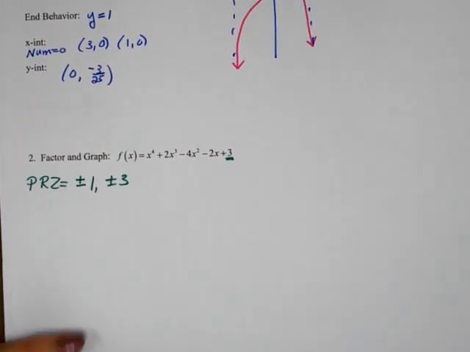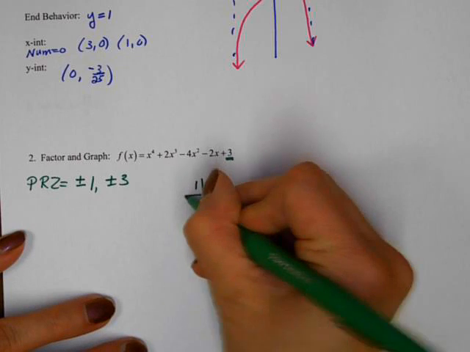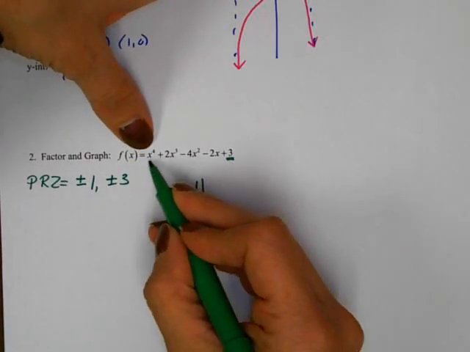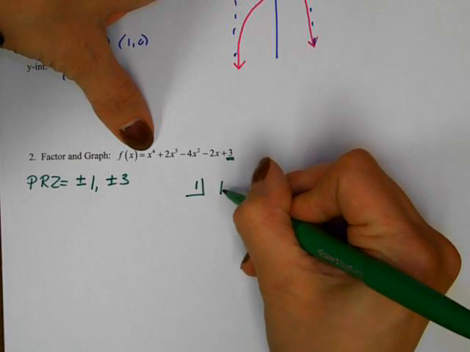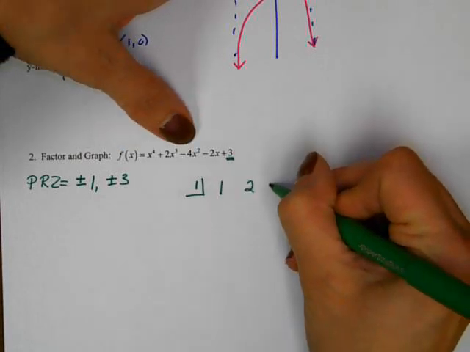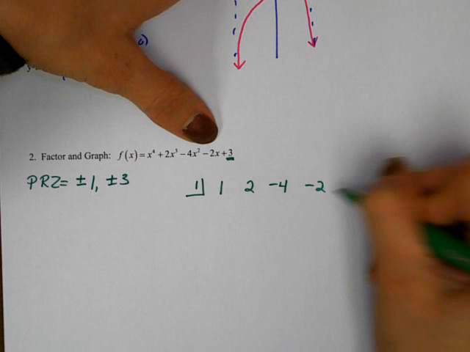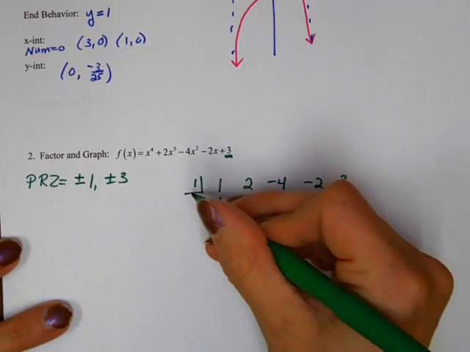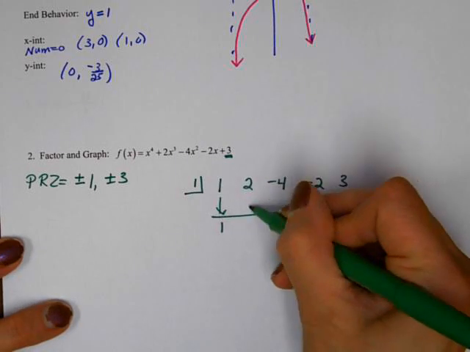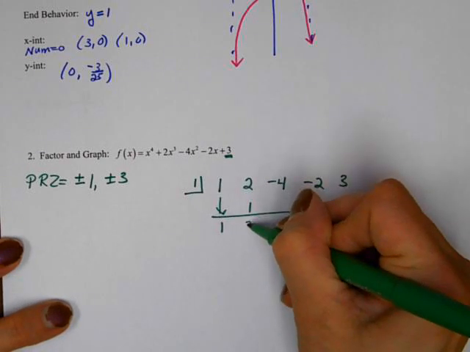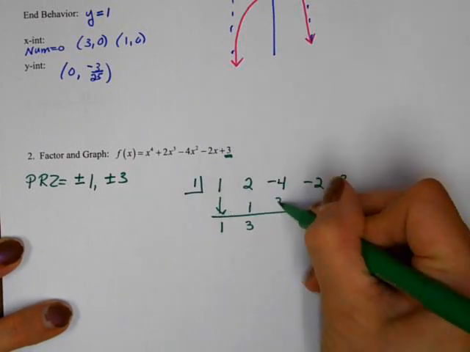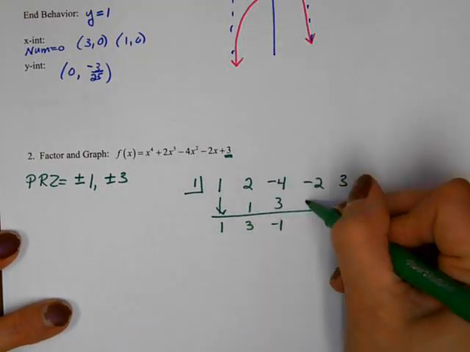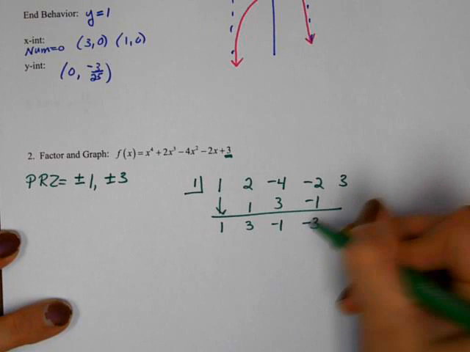I'm going to go ahead and start with 1. You take the coefficients, but you have to make sure you have one of everything. Power of 4, power of 3, power of 2, power of 1, and the constant. You drop it down, and then you multiply. 1 times 1 is 1. Add the 2, you get 3. 1 times 3 is 3, plus negative 4 leaves me with a negative 1. Negative 1 plus negative 2 is negative 3.